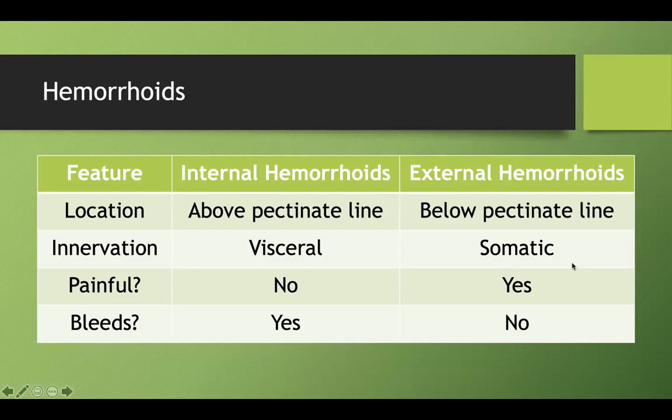And this shouldn't be difficult for you to remember as long as you remember the visceral and somatic innervation of anything above and below the pectinate line. This all should intuitively make some sense.